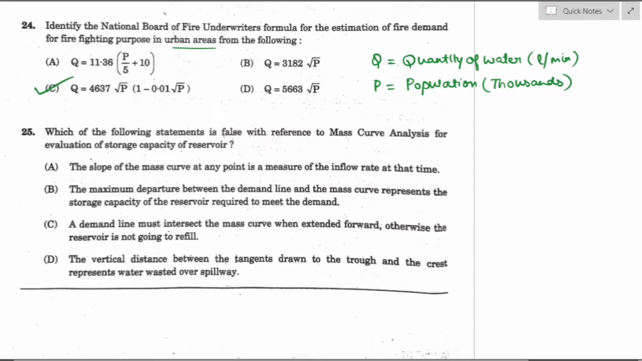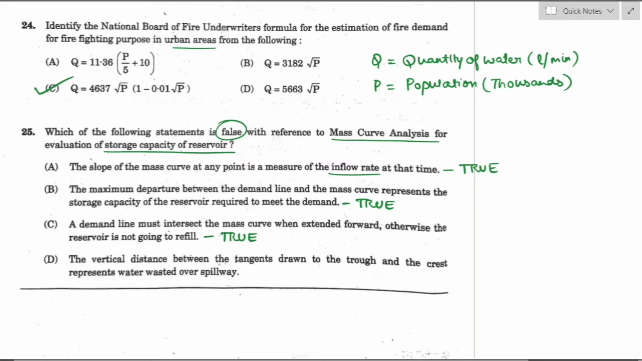Question number 25. Which of the following statements is false with reference to mass curve analysis for evaluation of the storage capacity of reservoir? Option A. The slope of mass curve at any point is a measure of inflow rate at that time. This statement is true. Option B. The maximum departure between the demand line and the mass curve represents storage capacity of reservoir required to meet the demand. This statement is also true. Option C. A demand line must intersect the mass curve when extended forward, otherwise the reservoir is not going to refill. This statement is also true.